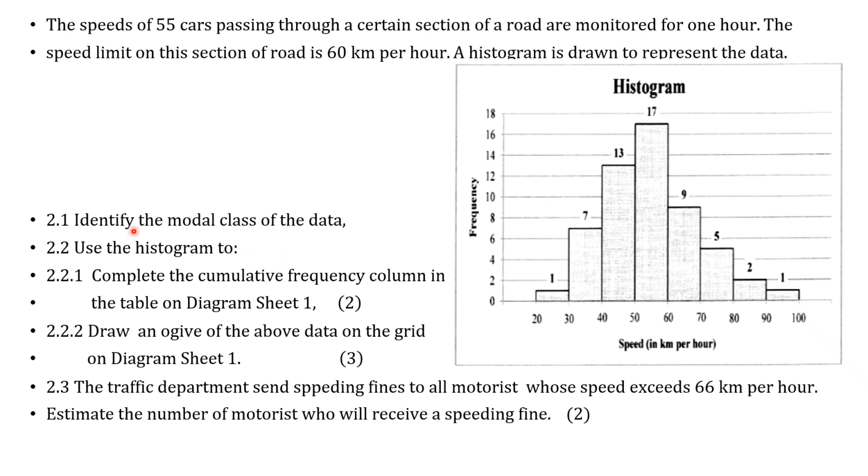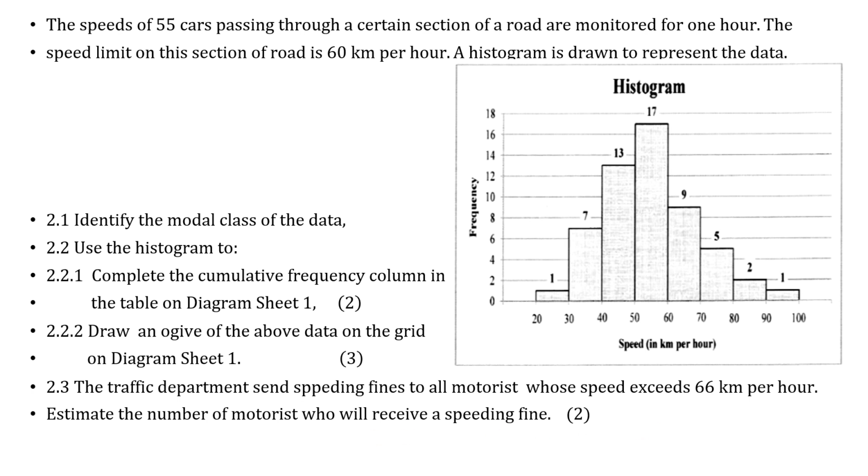Identify the modal class of the data. This is the same as asking for the mode. The only problem is we're working with intervals, therefore we say modal class. Use the histogram to complete the cumulative frequency column in the table on diagram sheet 1. 2.2.2, draw an ogive of the above data on the grid on diagram sheet 1. Then 2.3, the traffic department sends speeding fines to all motorists whose speeds exceed 66 kilometers per hour. Estimate the number of motorists who receive a speeding fine.